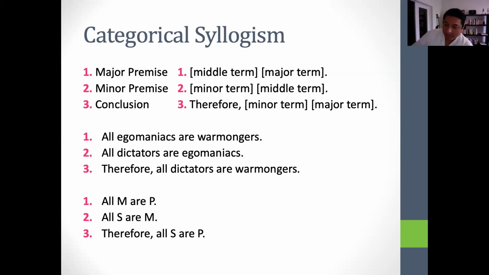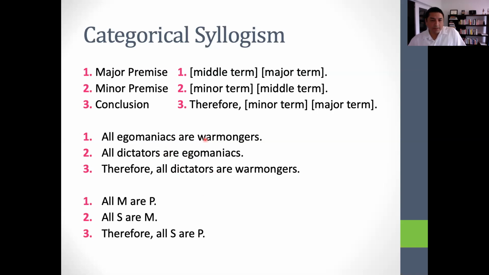If we see this argument here: all egomaniacs are warmongers. All dictators are egomaniacs, and therefore all dictators are warmongers. So you're going to have the minor term here in the subject of the conclusion. You'll notice that this S right here stands for the subject in the conclusion, and the predicate here is going to be the major term on this side. And by convention, the major premise is always placed first, the minor premise is second, and then your conclusion will be last.